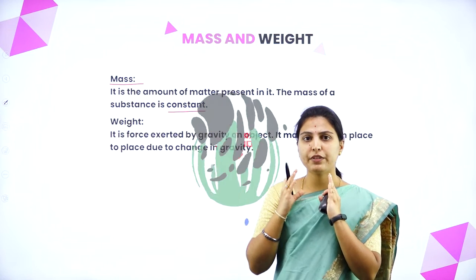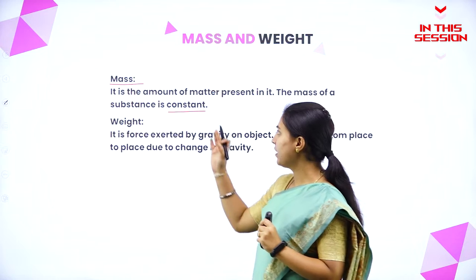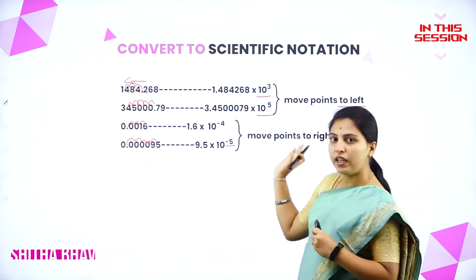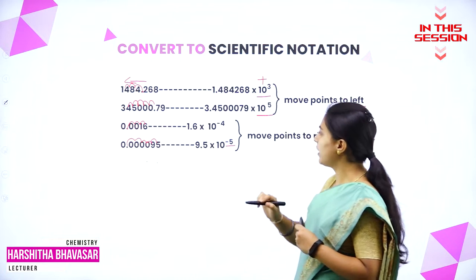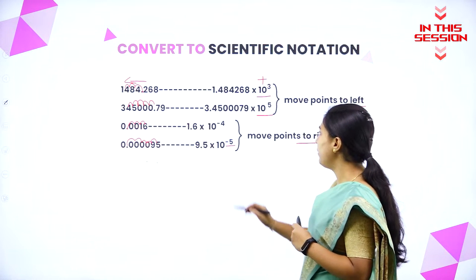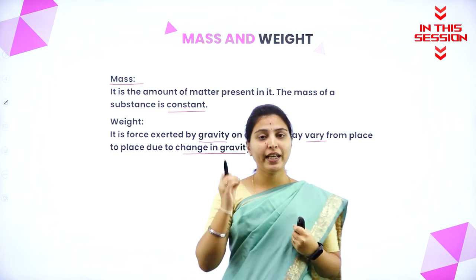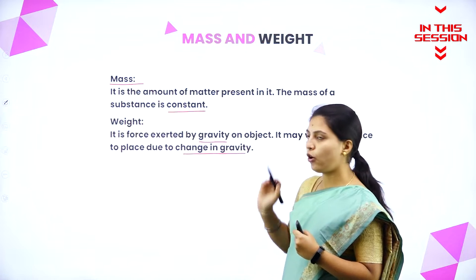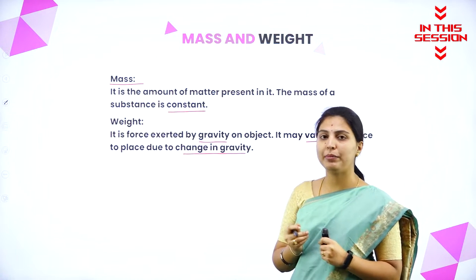Whatever the content which is present in the matter, those things we'll consider as marks. The points moving to the left will have a positive sign. When the decimal point is moving to the right, it will have a negative sign. The gravitational force will be exerted on the object we are considering, so it is not a constant, it will be varying.